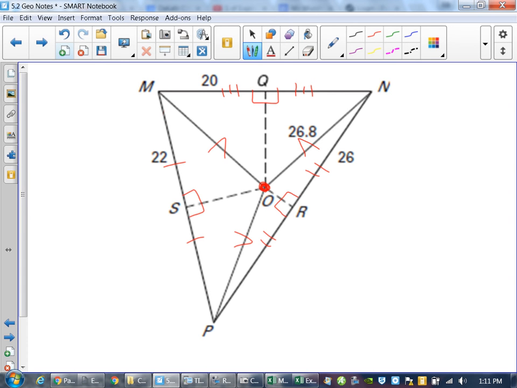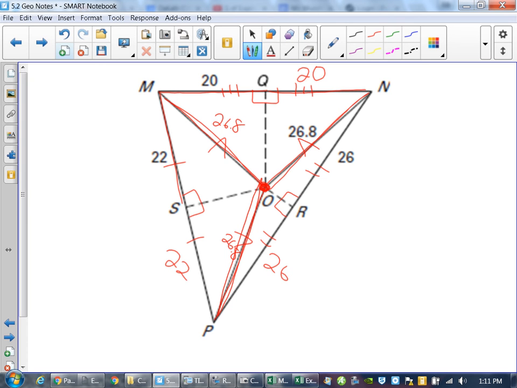So, if this is 22, what's SP? 22. Okay. If this is 26, what's RP? If this is 20, what is QN? If all of these from vertex to point are 26.8, well, if that one's 26.8, what do the rest of them have to be? Okay. Which means there's only three other segments that we need to find.